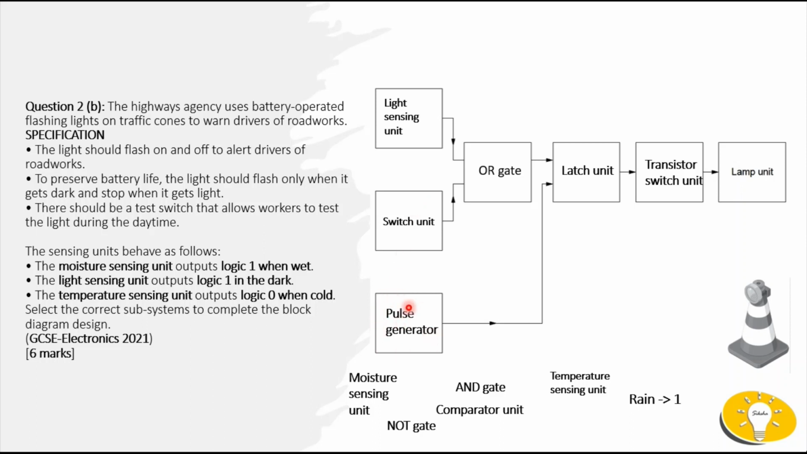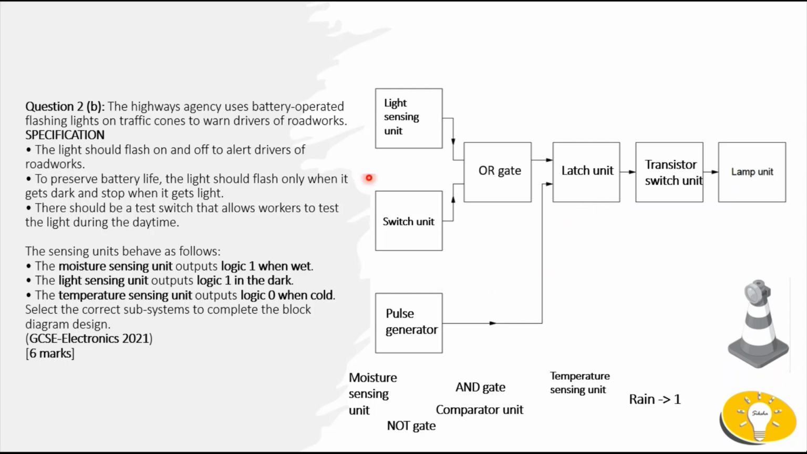Now I will need a pulse generator because the light should flash on and off. So for flashing the light I need a pulse generator. Now from the previous question we need to use a latch unit, so it should flash continuously.